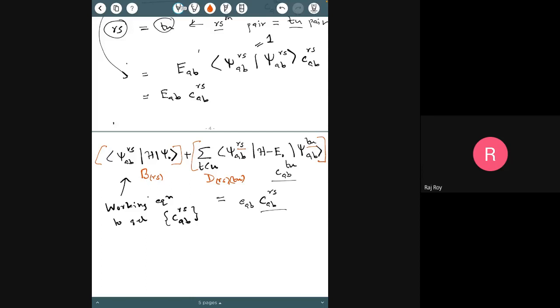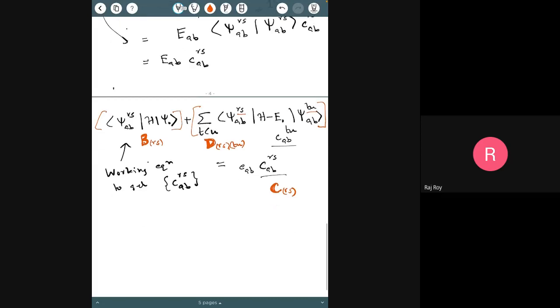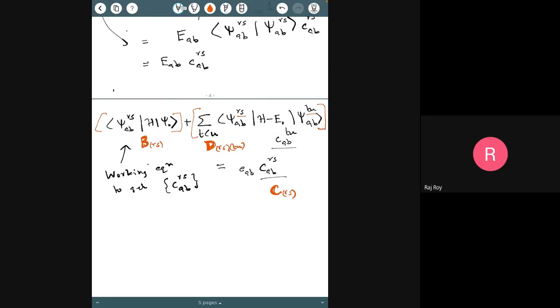And this variable C, I can call it the RS element of matrix C. So these are matrices B, D, and C. So now if I write my matrix equation, the equivalent matrix equation of the two algebraic equations that I wrote, then I can write this as 0, B dagger, B, D, 1, C is equal to E, AB, 1, C.